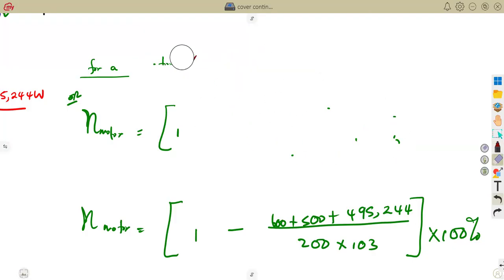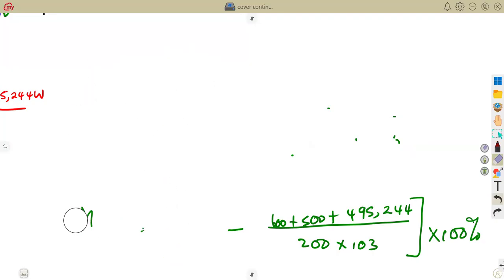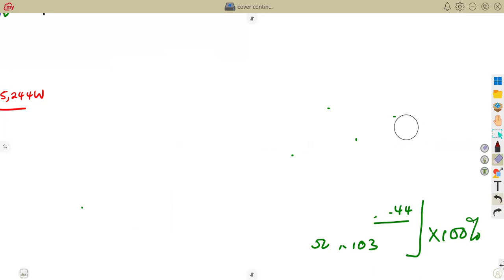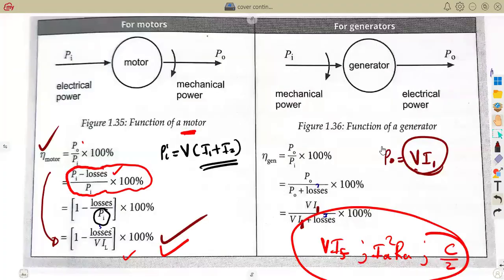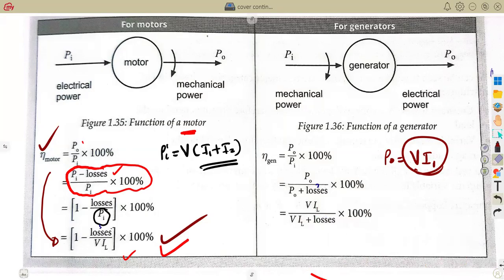We move on to the second one for a generator. Remember, they said for each machine. The question is asking you to calculate the efficiency for each machine. So let's move on to the generator. On a generator, we are simply going to use the same application, but what is it that we are now applying in our formulas?